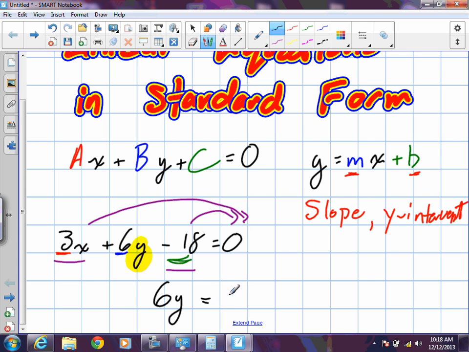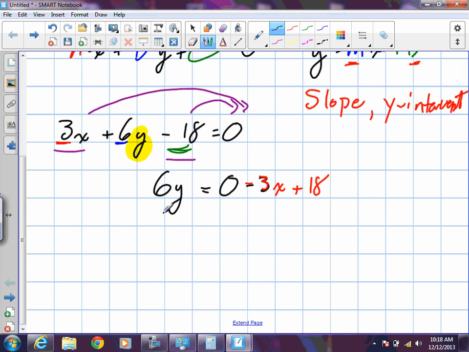And we'll have 0. What is 3x when moved to the other side? Negative 3x. We'll do this in red here. And that's right, positive 18. So let's simplify the right side. What is 0 minus 3x? Negative 3x plus 18. Good. The last step to isolating y, what do I have to move over? 6. Now, can I move it over the same way I did the other ones? Why not?